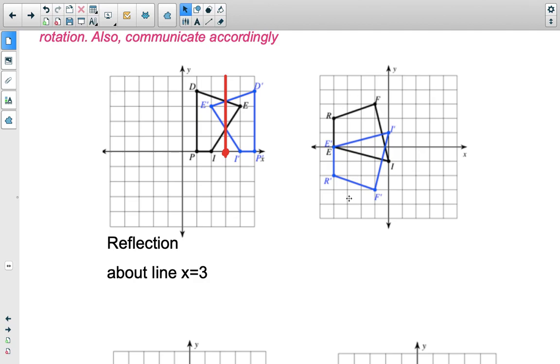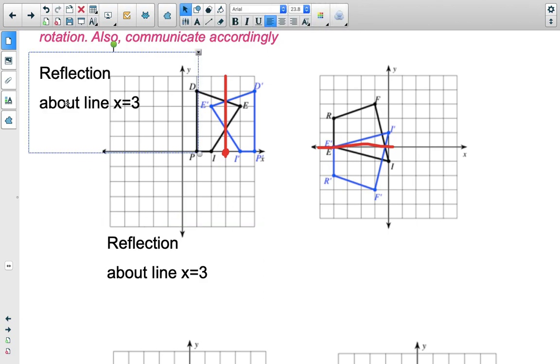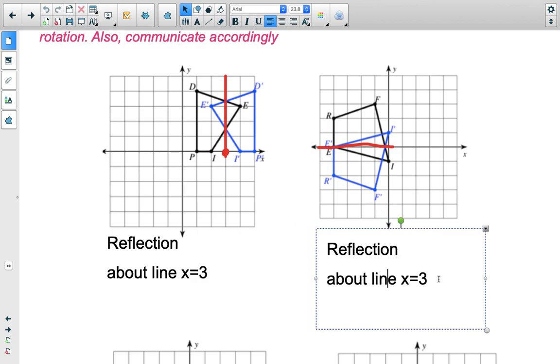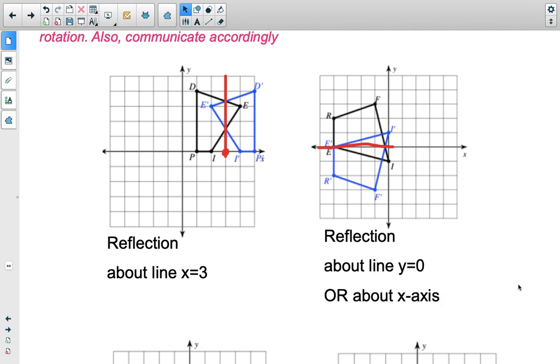This one right here, I believe this one's also a reflection, but this reflection happens right there. And that's a reflection about the x-axis. So that's a reflection about line y equals 0. Remember, y equals 0 is my x-axis. So that's how I would communicate accordingly.